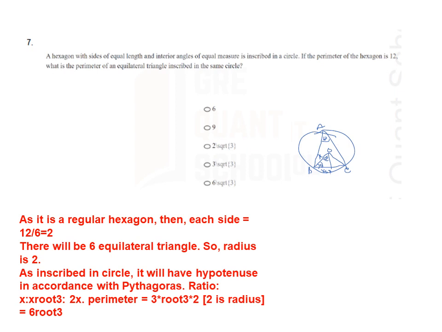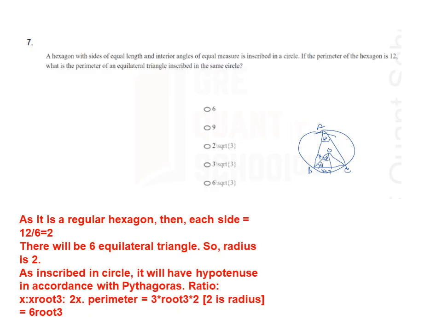So there will be 6 equilateral triangles. Okay, I have shown here 1 and 2. So the radius is 2. As the hexagon is inscribed in a circle, it will have a hypotenuse in accordance with Pythagoras. That is the Pythagorean theorem or Pythagorean ratio. So what is the ratio? We have x, x root 3, and 2x.